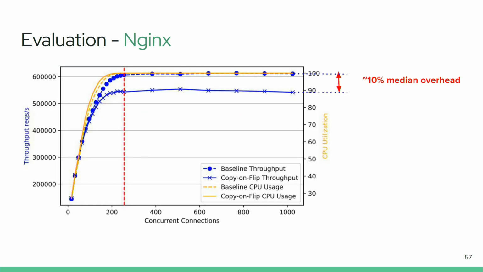So to dig a bit deeper into the overhead that copy and flip imposes on a system, we also tried to run a heavily saturated, IO-intensive benchmark like Nginx. And there we see a bit more overhead, around 10% median throughput overhead. We get that because Nginx basically forces the kernel to create and destroy slab caches continuously, so we have extra page table walks involved with our slab caches.